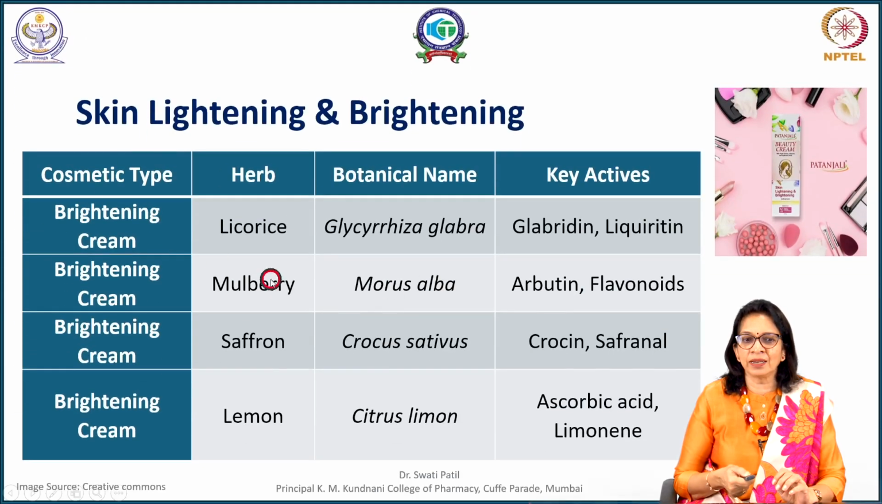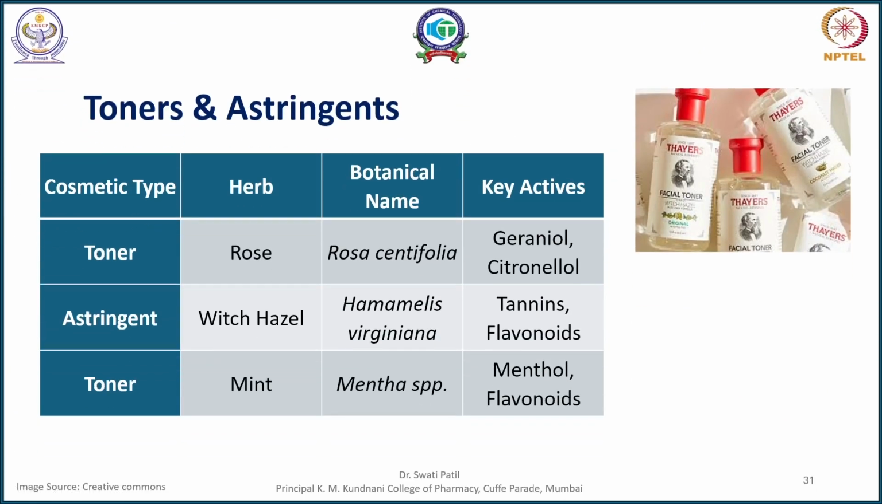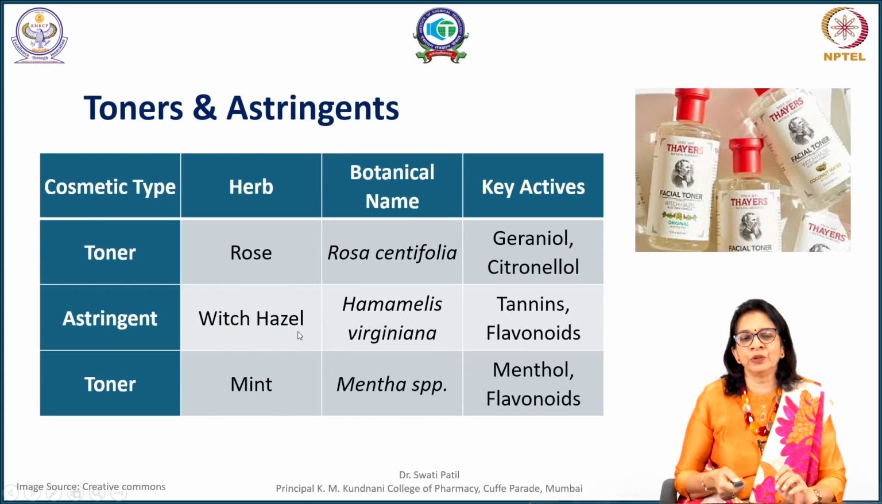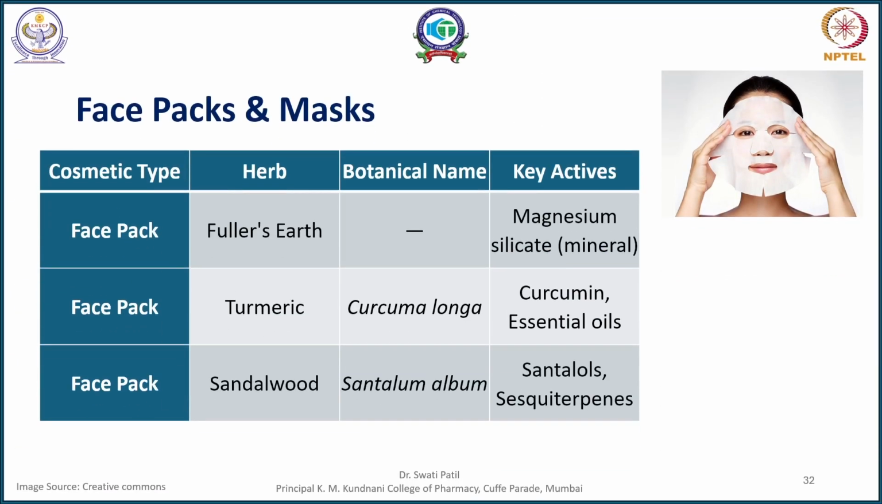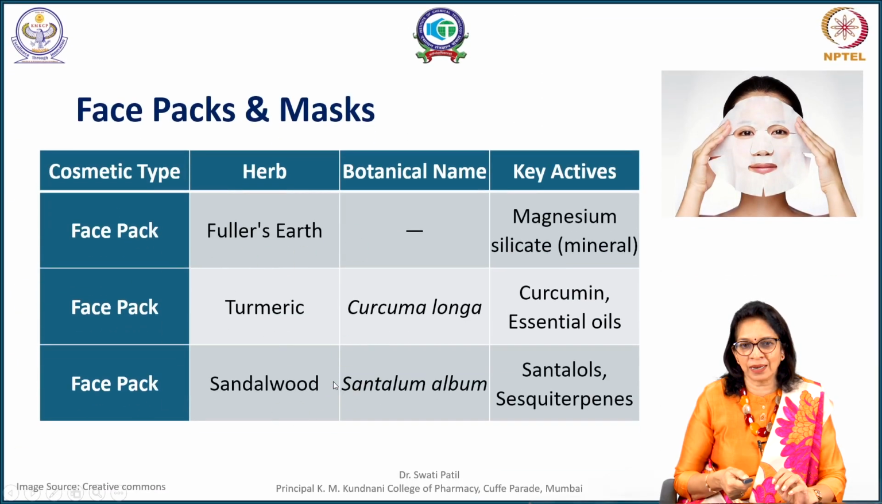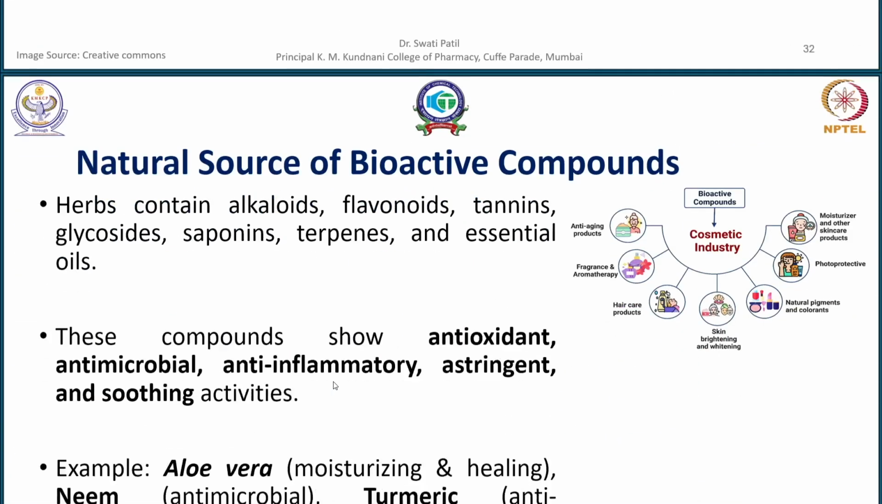Skin brightening: licorice, mulberry, saffron and lemon. So, saffron has crocin, quercetin, safranal and this is also traditionally used in India for skin brightening. Licorice has glabridin, mulberry has arbutin and lemon has ascorbic acid. Toners like rose, witch hazel and mint are used in the face cosmetics. Face packs and masks: fuller's earth, turmeric and sandalwood again used as face packs.